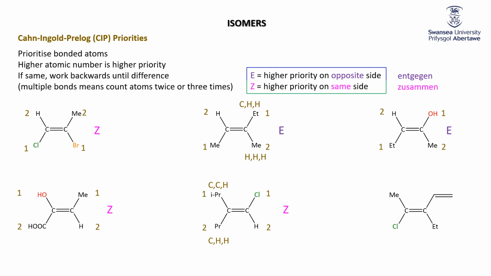Finally, this one. Chlorine better than carbon. Now here you got carbon and carbon. In the ethyl group, the carbon goes to another carbon. On the other hand here, this carbon goes to 2 other carbons. It's a double bond, so we count it twice. So we have this one here, the carbon that's bonded to the carbon, then bonds to a carbon, hydrogen, hydrogen. This carbon bonds to 2 other carbons with a hydrogen. Thus it is the higher priority, making that one E.